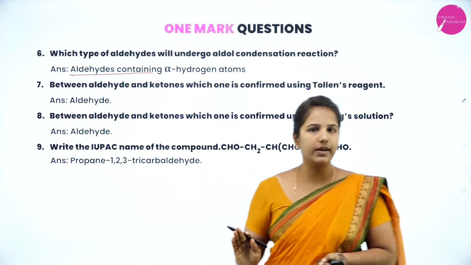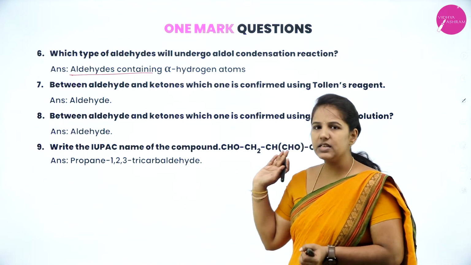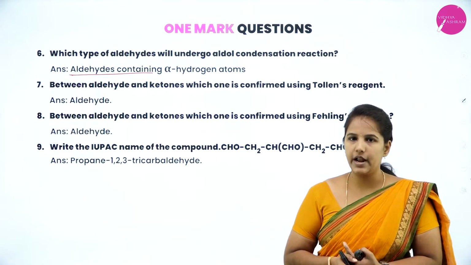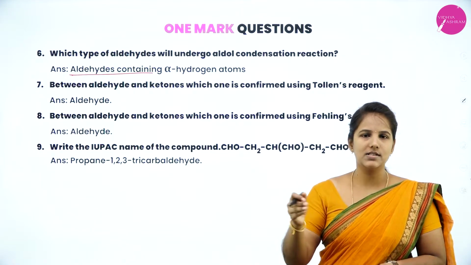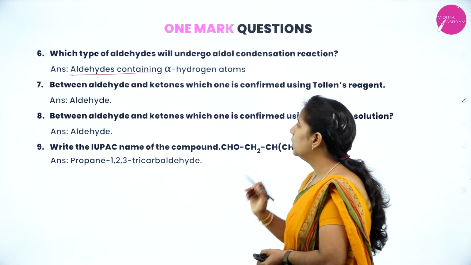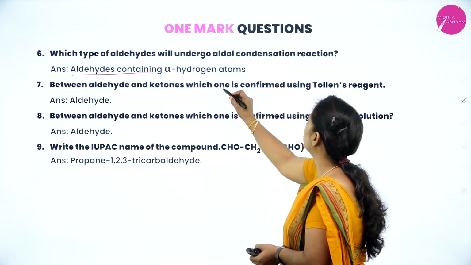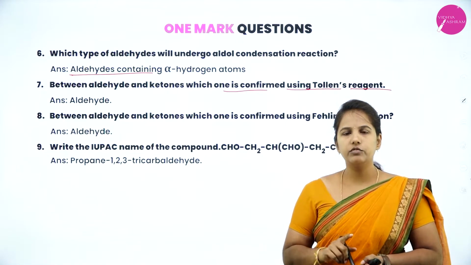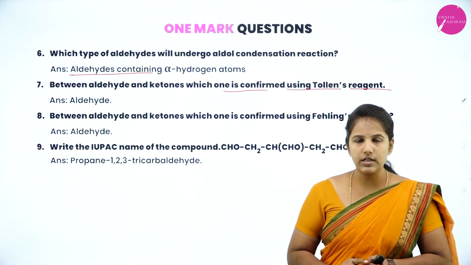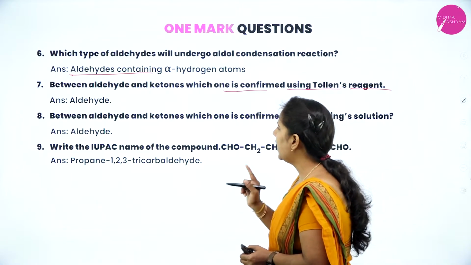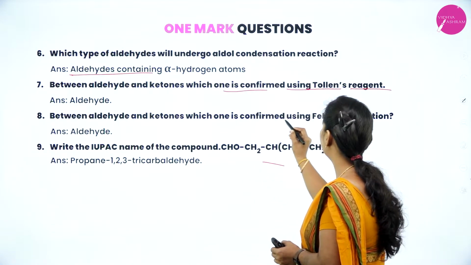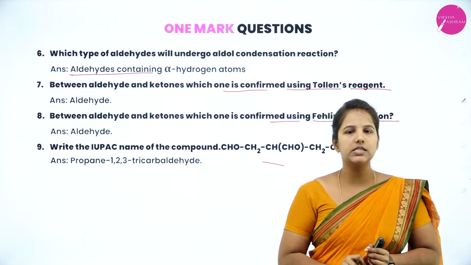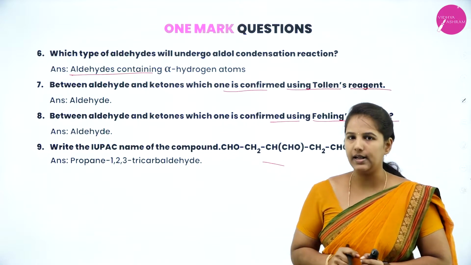Again, I am going to explain it with an example. Whereas in aldol condensation, we must have an aldehyde with alpha hydrogen atoms. Then only will aldol condensation happen. Next, between the aldehyde and the ketone, which one is confirmed by using Tollens reagent? We can confirm the aldehyde using Tollens reagent. Next, which one is confirmed by using Fehling solution? By using Fehling solution as well as Tollens reagent, we can confirm the aldehyde.